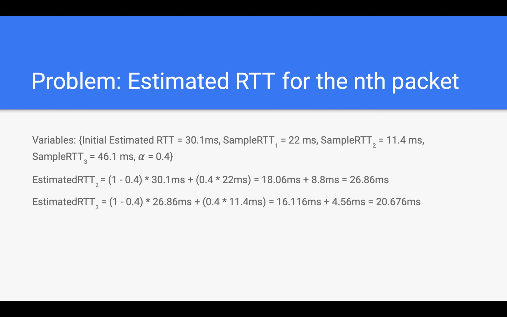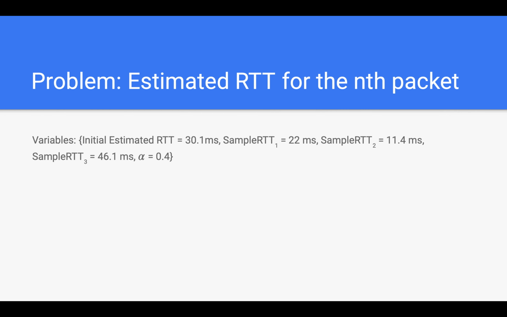So, we start with the variables. Initial estimated RTT being equal to 30.1 milliseconds, and I already listed out the sample RTTs. Next, we calculate the estimated RTT2, which is 1 minus 0.4, which is the value of alpha, times 30.1 milliseconds plus 0.4 times 22 milliseconds, which comes out to 26.86.